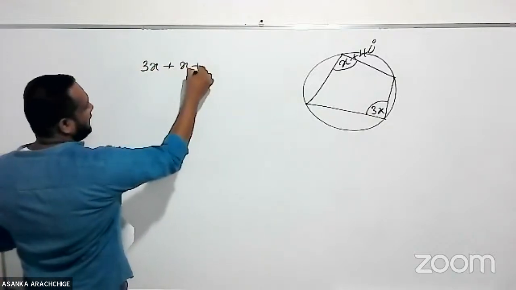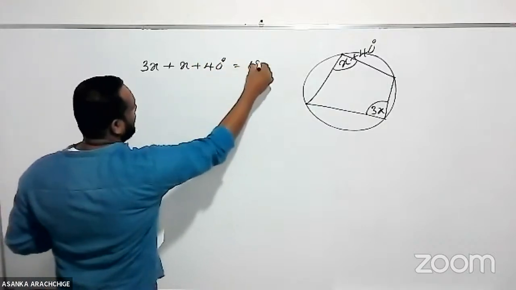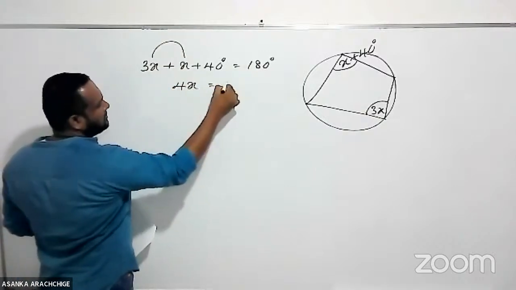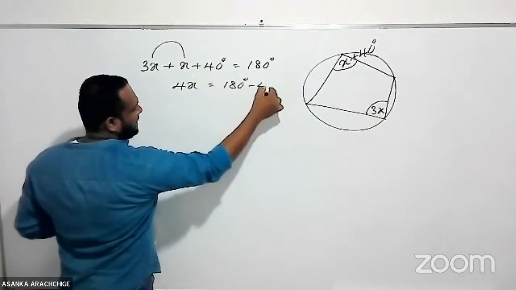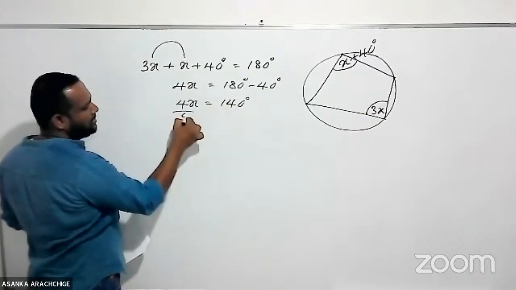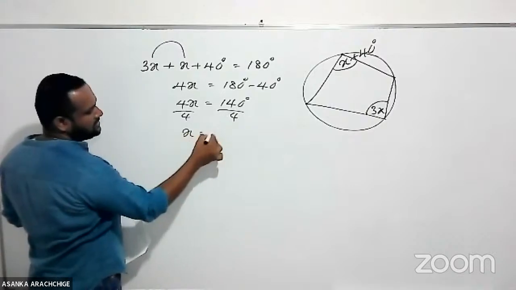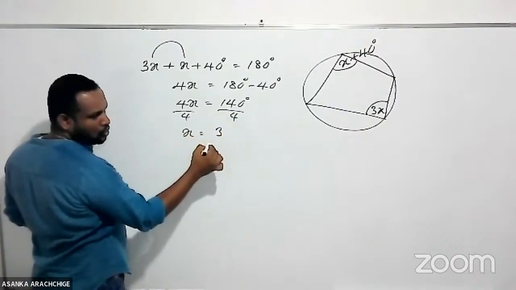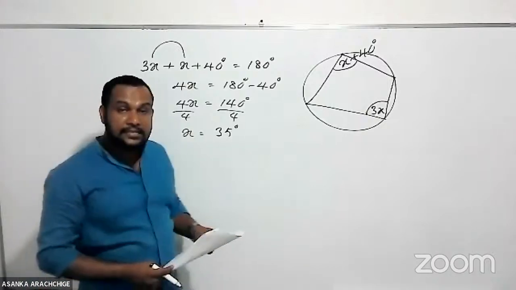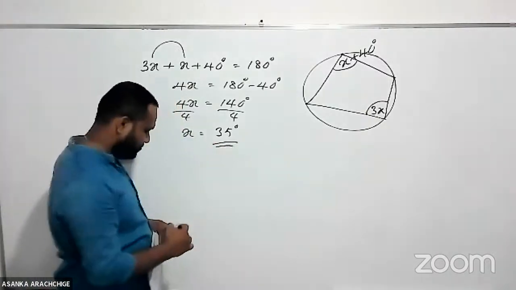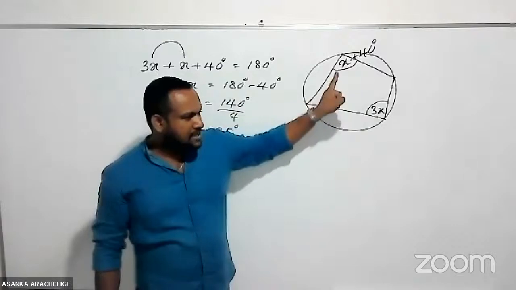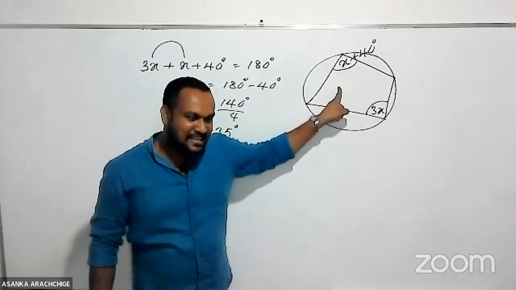3x plus x plus 40 is 180. 3x plus x, 4x, equals 180 minus 40, which means 4x is equal to 140. Divided by 4, x is equal to 35. Answer, x equals 35. The theorem you have to apply here is that in a cyclic quadrilateral, opposite angles are supplementary.